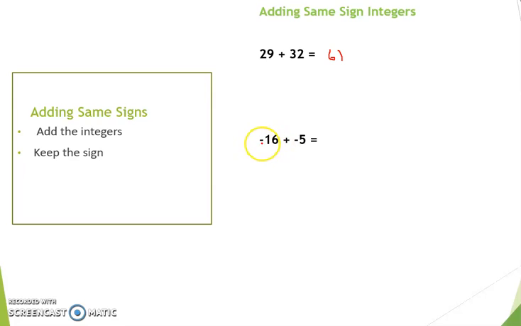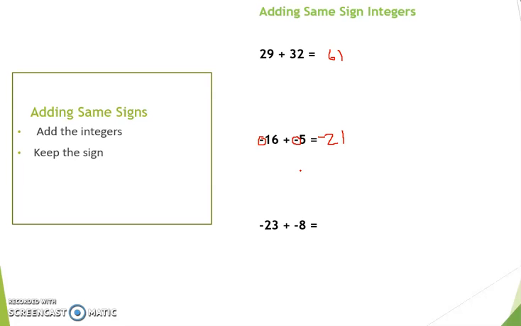In our next example, we have negative 16 plus negative 5. Looking at our rules, the first thing we're going to do is add the integers. So 16 plus 5 gives us 21. And then we're going to keep the signs. We have a negative sign here and a negative sign here. Therefore, our sum will also be negative. I hope this is making sense to you.